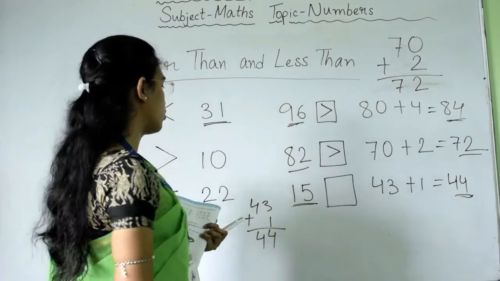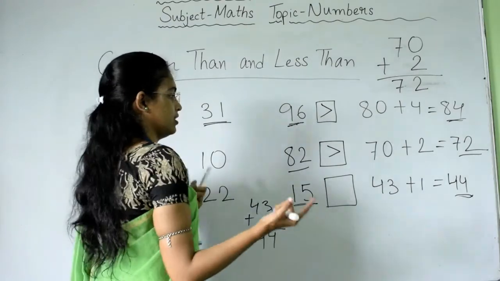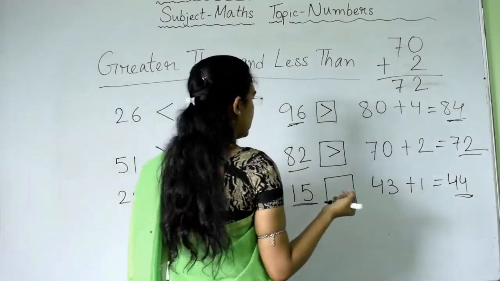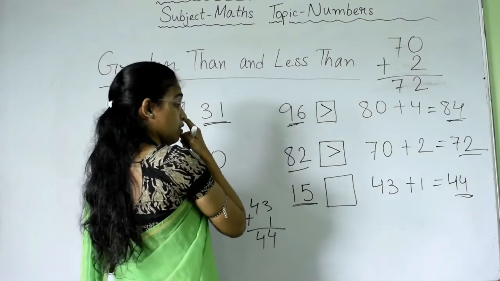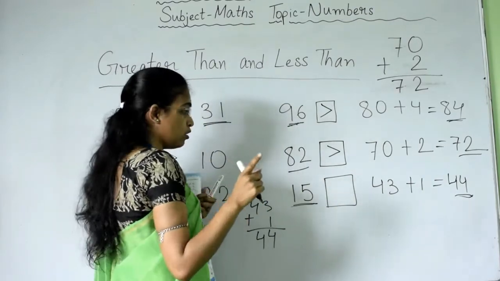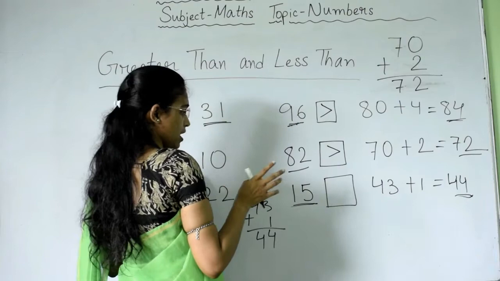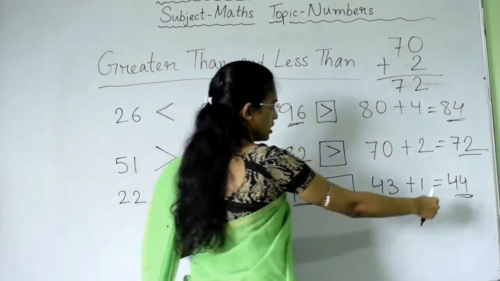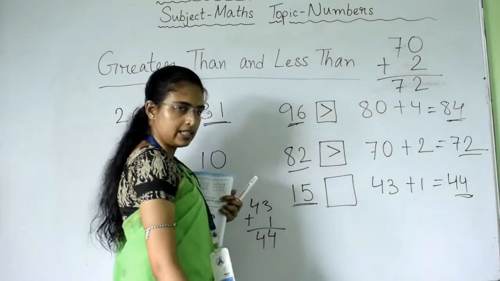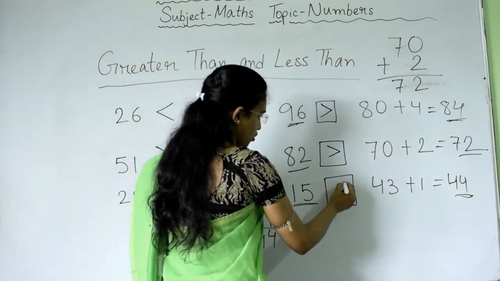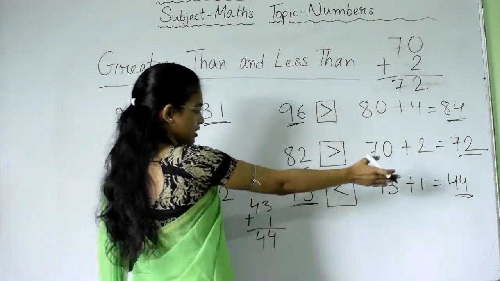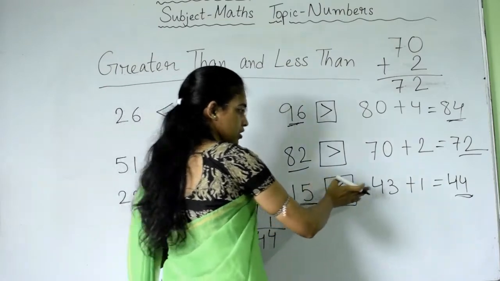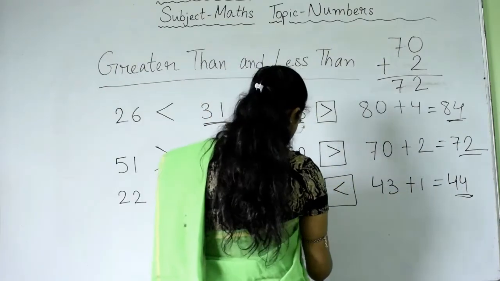So crocodile wants to eat which number? Yes, he wants to eat the biggest number. So in which side does he have to go? With his mouth open, he wants to go to the right side because we have the biggest number on the right side. So when his mouth is open towards the right side, it is the sign we use.